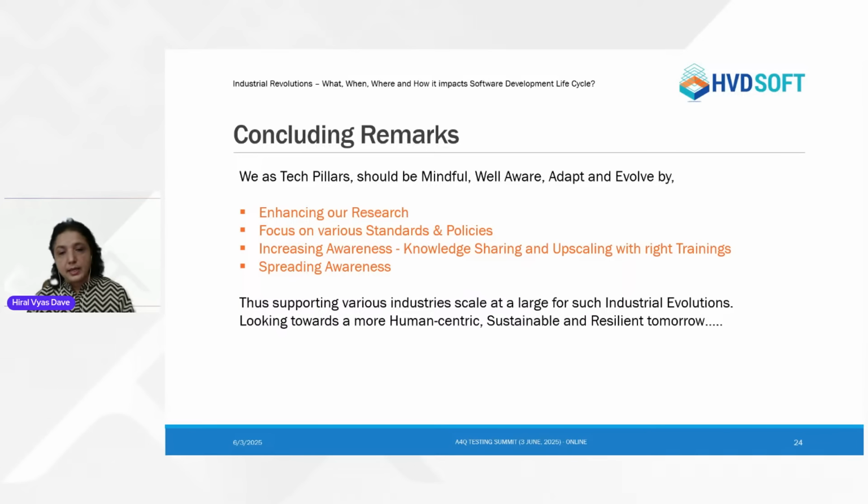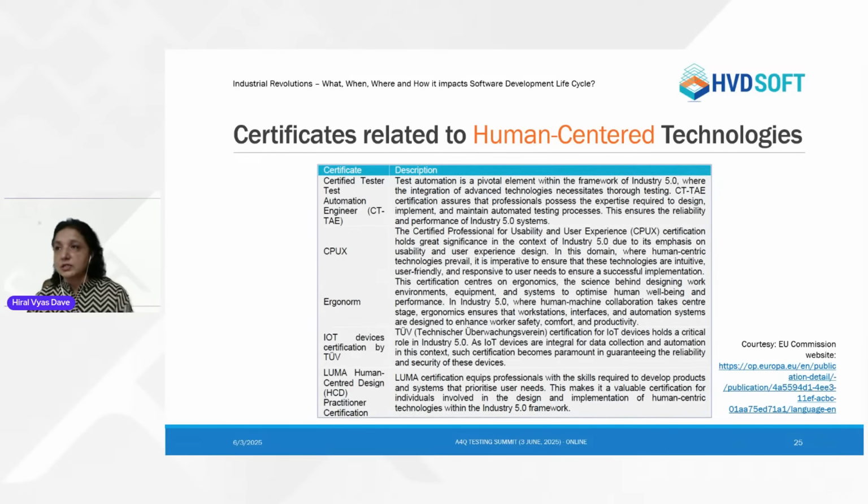Another way we can enhance our knowledge is by going for some certificates. These are not so new certificates, but they are human-centric certifications on the technologies, and they are well mentioned on the EU Commission website. You can go through that. You being from the quality area, testing area, you can go for the certified tester, test automation engineer certification, because there is a lot of automation which is going to happen.